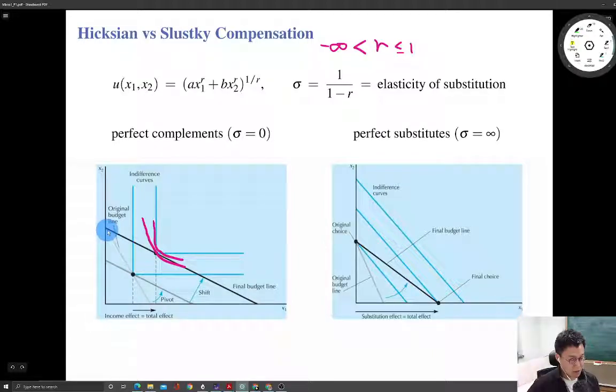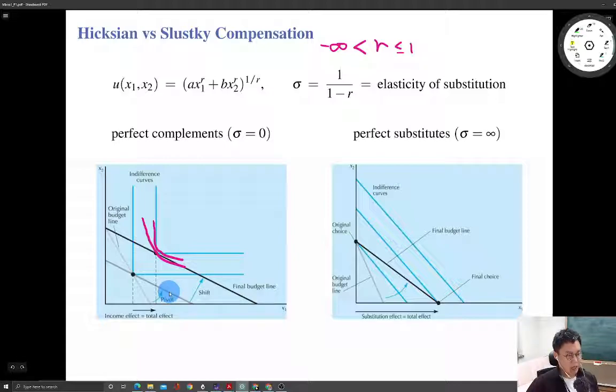think about this situation. The original budget line is given by this one. And then we consider an increase in the price of good one. The black solid line indicates the final budget line. And the previous optimal bundle was given by this one. And if the price of good one decreases, the budget line becomes flatter like this.